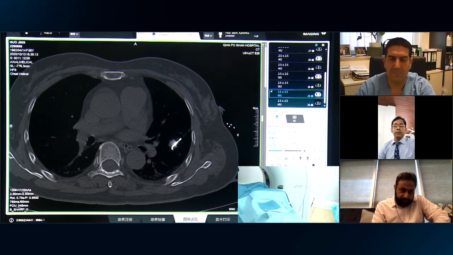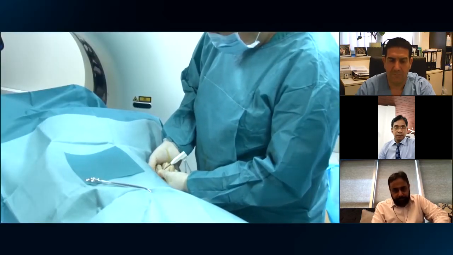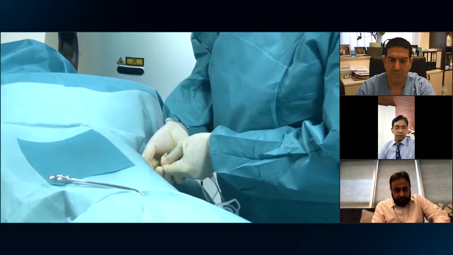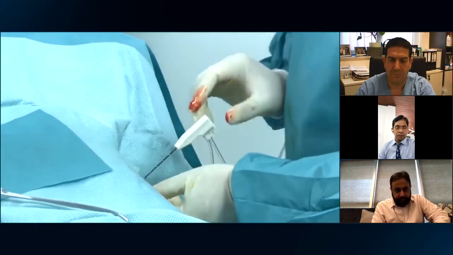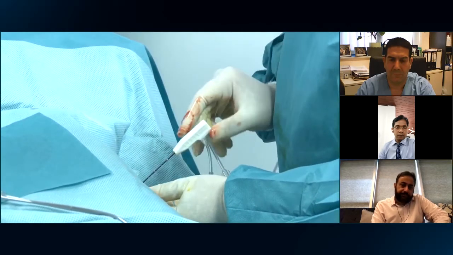So we must insert the antenna to exceed the tip to outside the margin of the lesion to cover all the tumor.